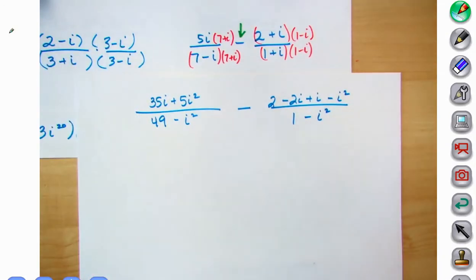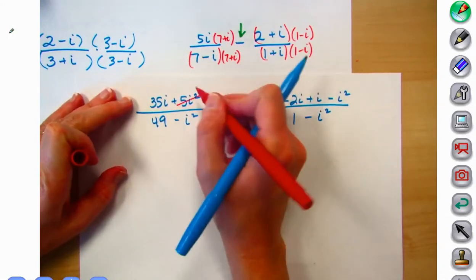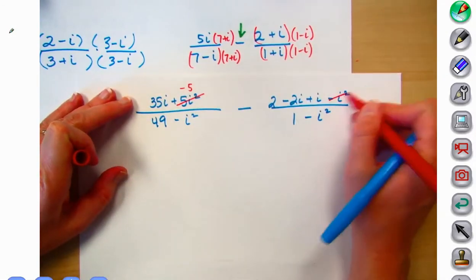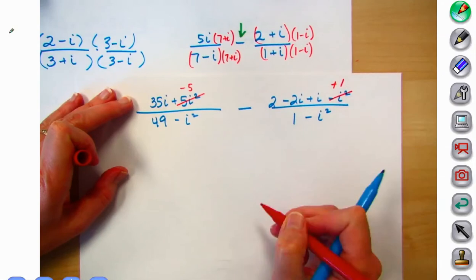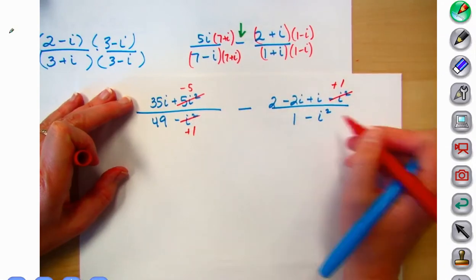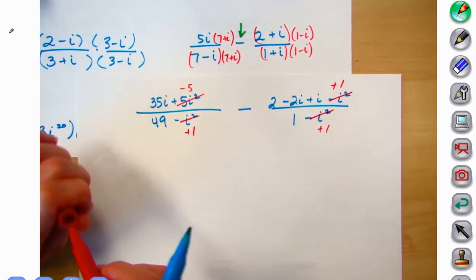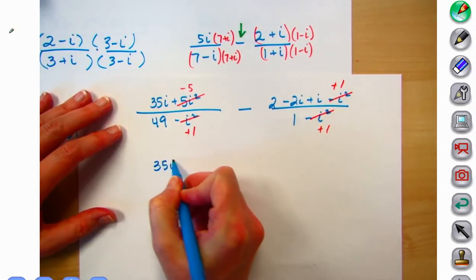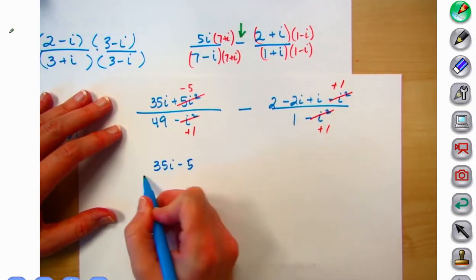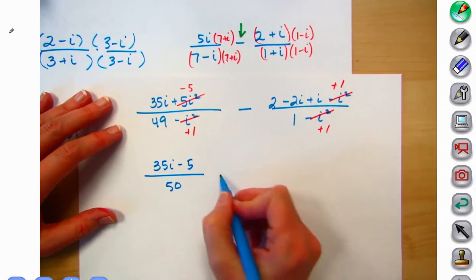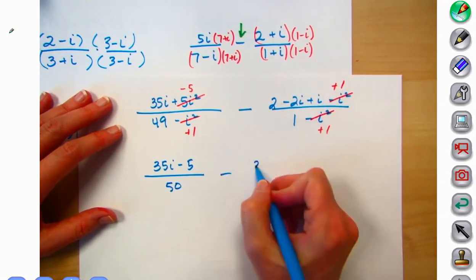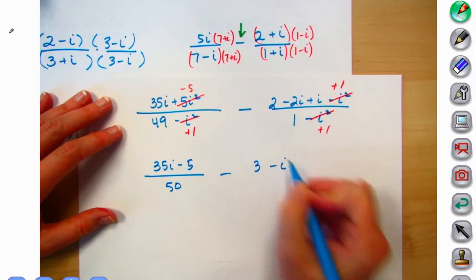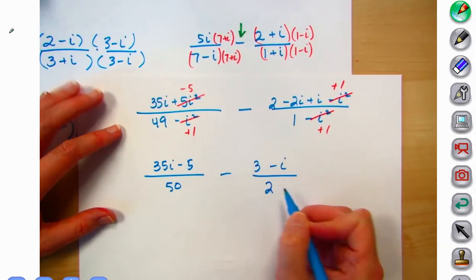Okay, so now let's take care of all the i squares. So this becomes negative 5. This becomes plus 1, plus 1, plus 1. So now I've got 35i minus 5 over 50 minus 2 plus 1 is 3 minus i over 2.